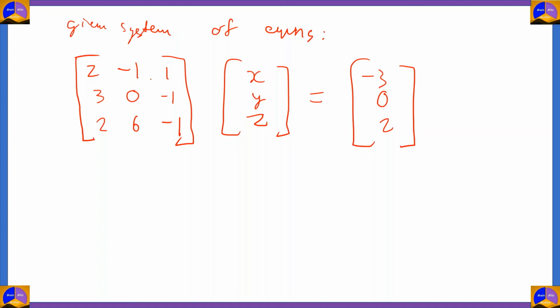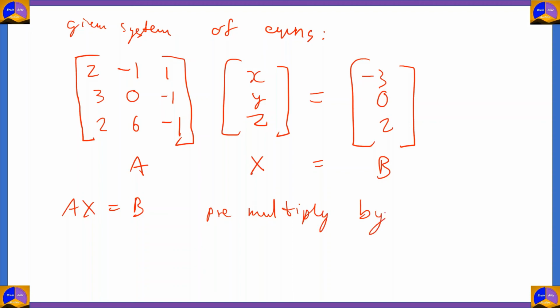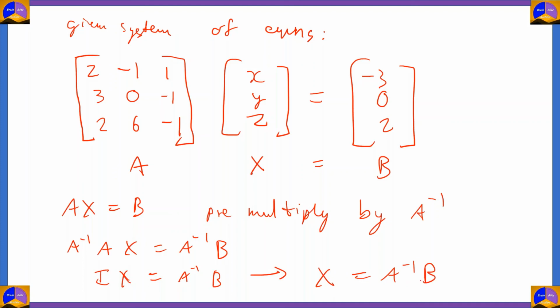Now let's take this matrix as A, this matrix with the variables as capital X, and the matrix with the RHS as B. So AX is equal to B. Now what do we do? We pre-multiply by A inverse. So A inverse times A times X is equal to A inverse times B. A inverse times A is I, so IX is equal to A inverse B. So I multiplied by any matrix X is equal to the same matrix. So X is equal to A inverse B.